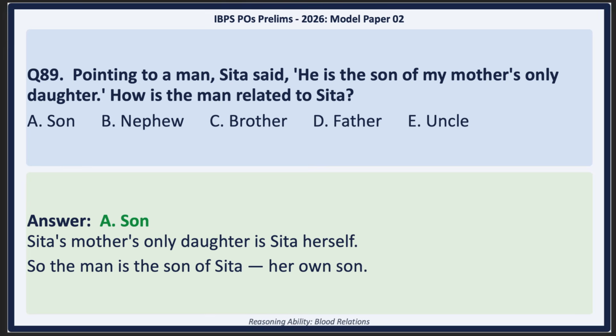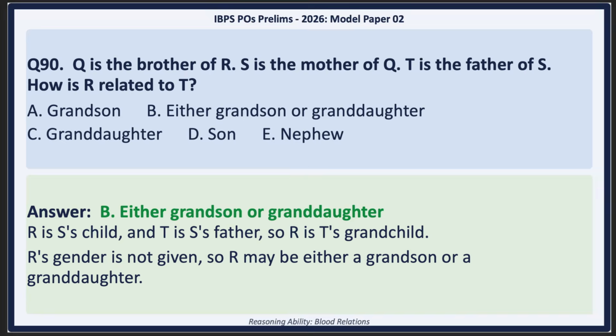But question 90 is definitely a trap. Q is the brother of R. S is the mother of Q. T is the father of S. How is R related to T? Let's trace it. S is the mother of Q and T is her father, so T is the grandfather. The question asks how R is related to T. So R is the grandchild.